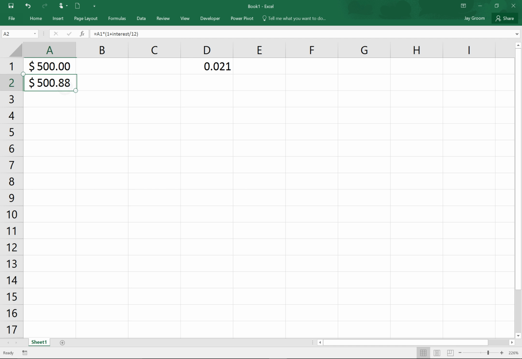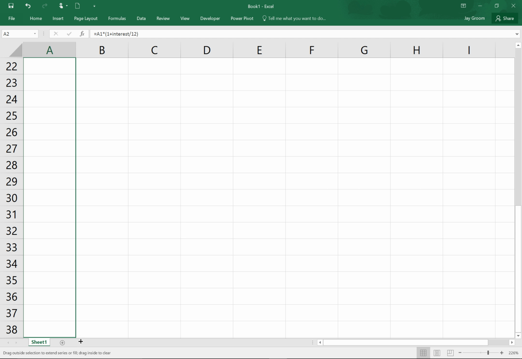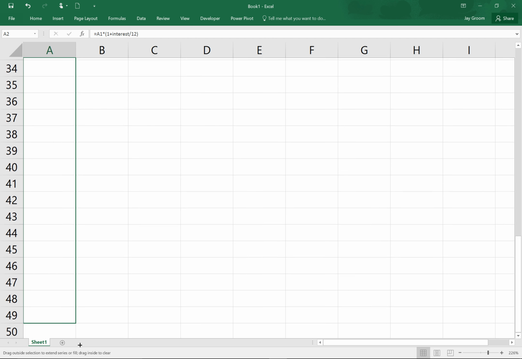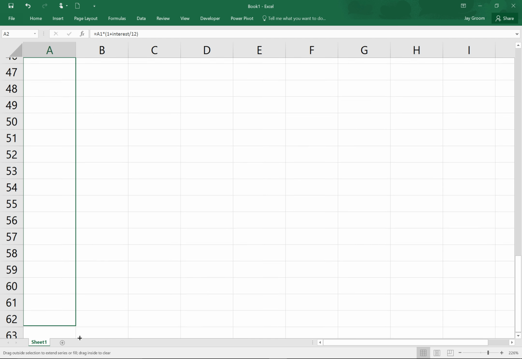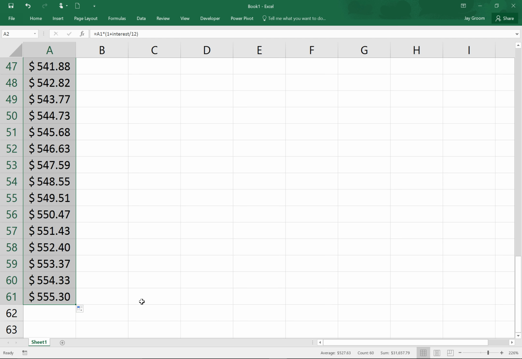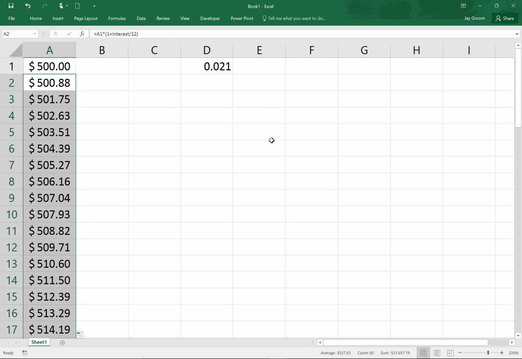Good for you. Okay, so the question then is, well, I need this for 5 years, so it's going to take 60 months. 60 in addition to the first one, which doesn't count, so 61 where we're going to stop. So after 5 years, we'll have $555.30 in the account. Now, that's how I would do it for that one.